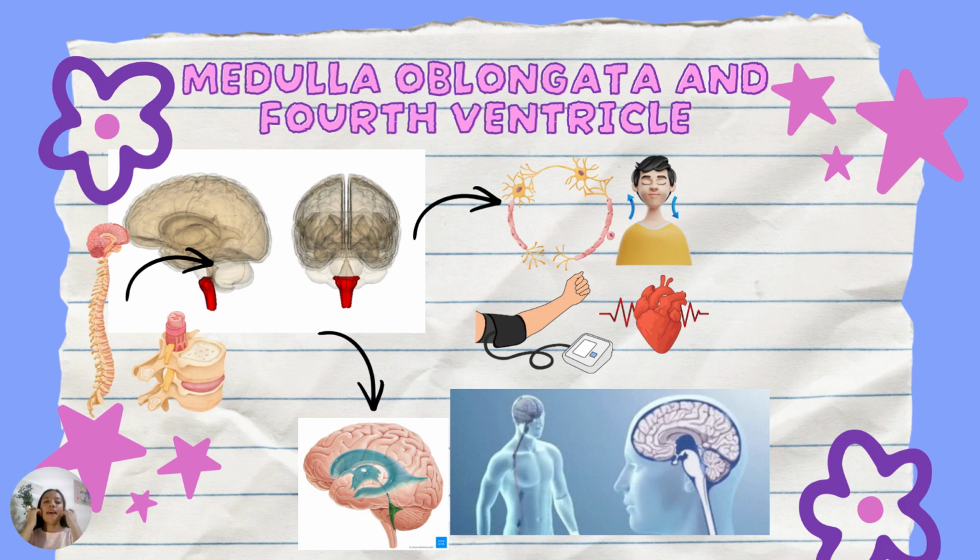Now we have the medulla oblongata and fourth ventricle. The medulla oblongata is the lowest part of the brainstem, and it connects directly to the spinal cord that we can see in the image. The arrow in black color shows the red part, which is the medulla oblongata.